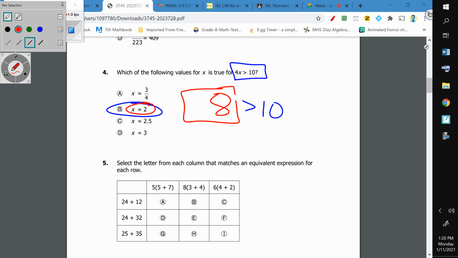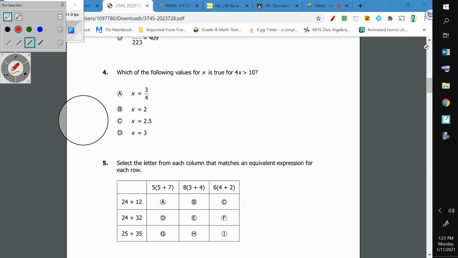So now I'm looking at this. Is 8, see how the mouth is facing the 8? Is 8 bigger than 10? No, 8's not bigger than the 10. So this is not the correct answer. There's only one right answer for number 4. Which answer, when you plug it in and substitute and then multiply times 4, will be greater than 10? That's how you do that.